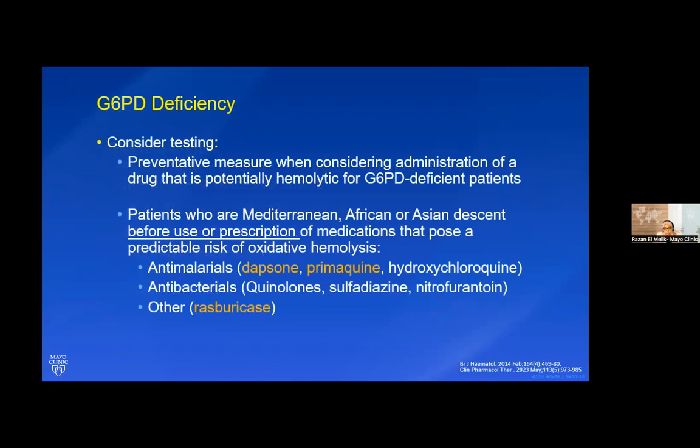So when do you consider testing? As I alluded, pretty much when you suspect it, if you see patients who come from African or Mediterranean regions. Also, there are times when you want to consider testing when we're about to prescribe medications, specifically high-risk medications that will increase the risk of AHA, which is acute hemolytic anemia. Multiple medications can pose a risk, and I put here predictable risk of AHA. However, based on the CPIC guidelines that were recently published, we do know that there are higher risk medications that specifically are contraindicated or we should avoid in G6PD deficient patients.